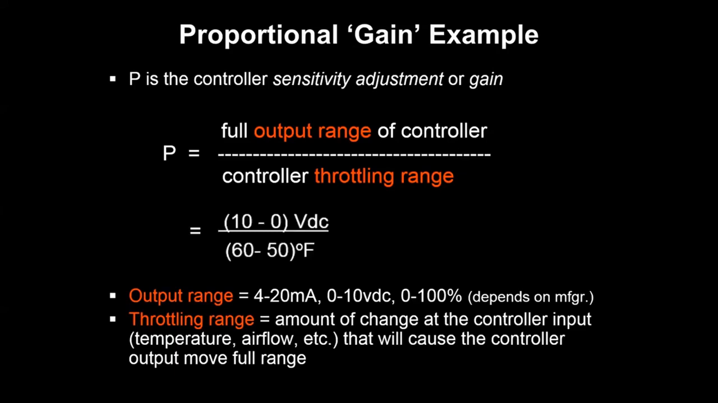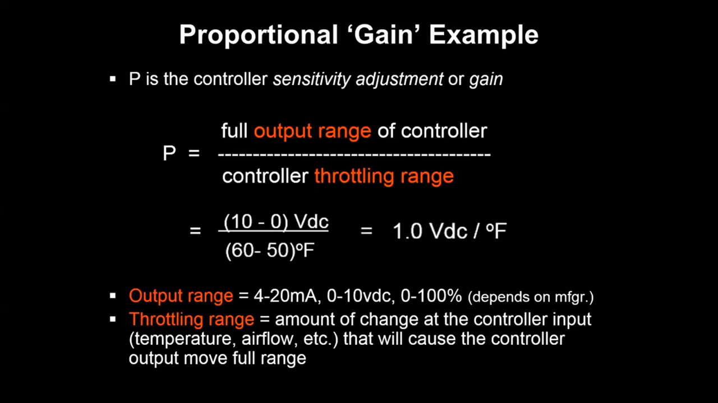So for that same coil application, these may be some reasonable numbers to start with. If we have a 0 to 10 volt output from the controller to the valve, we might have a 10 degree throttling range, which means that, say we want a 55 degree set point at our coil discharge, when we get to 60 degrees, that's telling our valve that we want it to go to 100% of its controller output, assuming a calibration point.